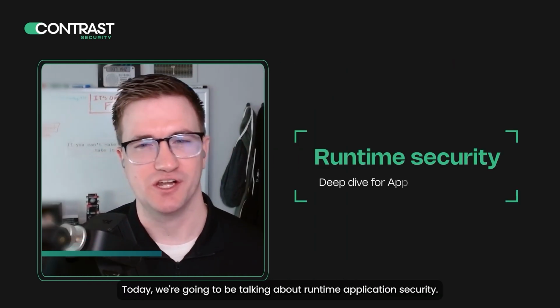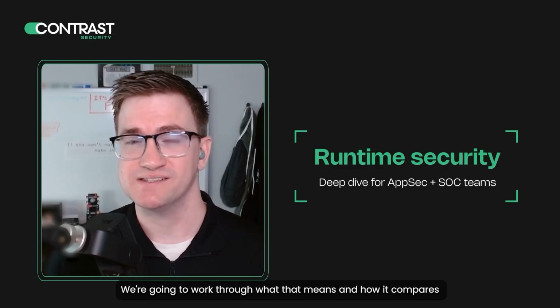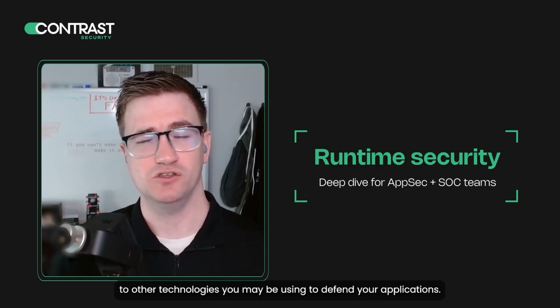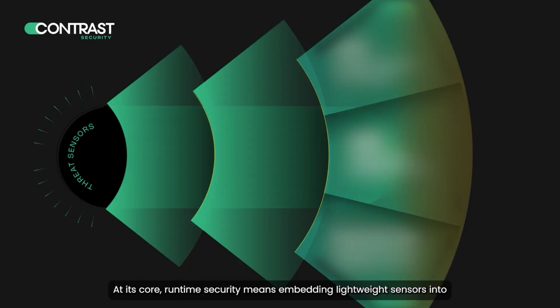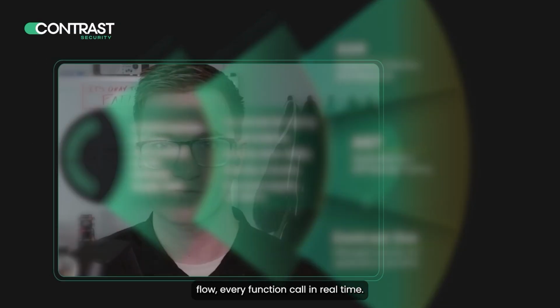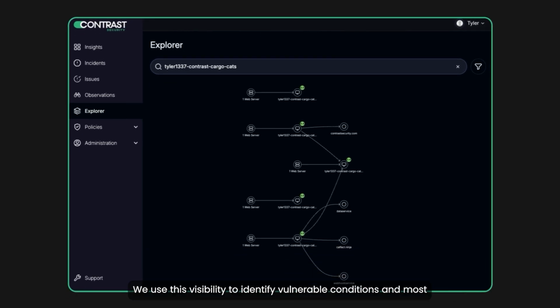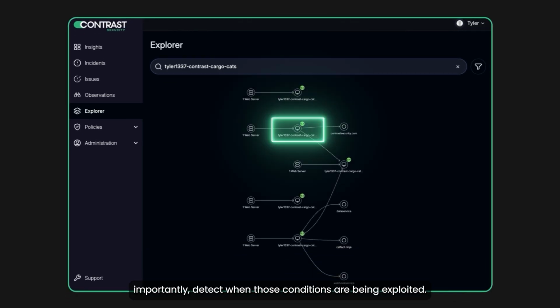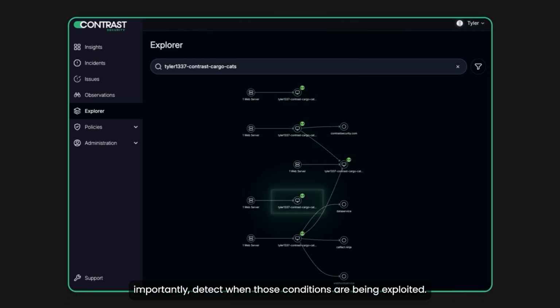Today we're going to be talking about runtime application security. We're going to work through what that means and how it compares to other technologies you may be using to defend your applications. At its core, runtime security means embedding lightweight sensors into applications during production. These sensors have the ability to monitor every execution path, every data flow, every function call in real time. We use this visibility to identify vulnerable conditions and, most importantly, detect when those conditions are being exploited.